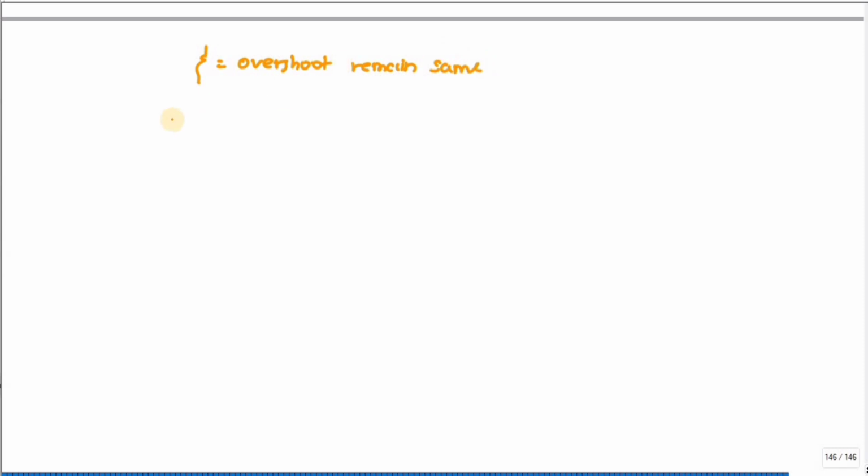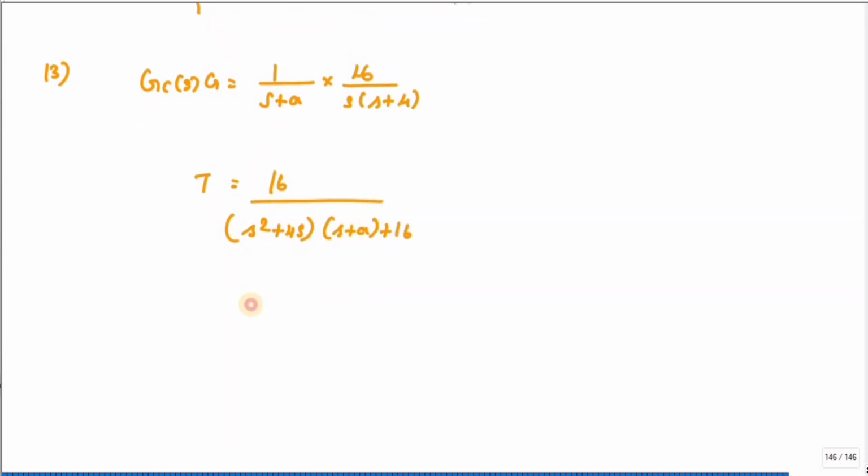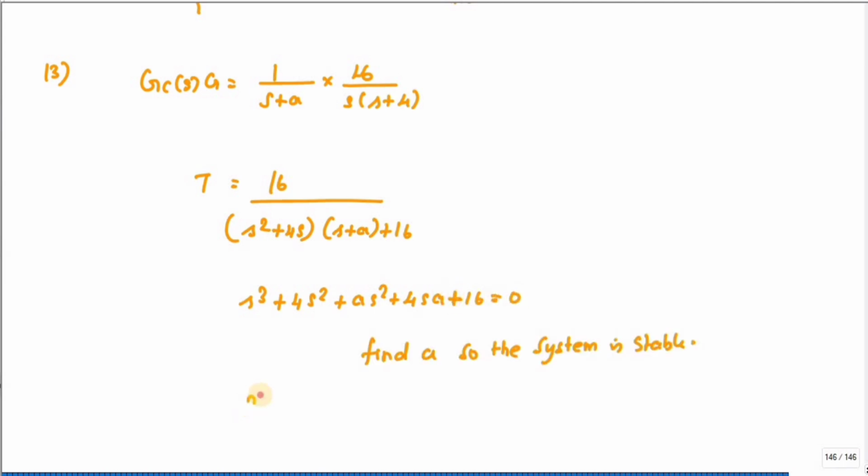So the next problem is they have given GC into G is equal to 1 divided by s plus 4 into 16 divided by s into (s plus 4). So T of S is equal to 16 divided by s square plus 4s into (s plus A) plus 16. So I am going to equate this denominator term to 0. So I will get s cube plus 4s square plus A into s square plus 4sA plus 16 is equal to 0.